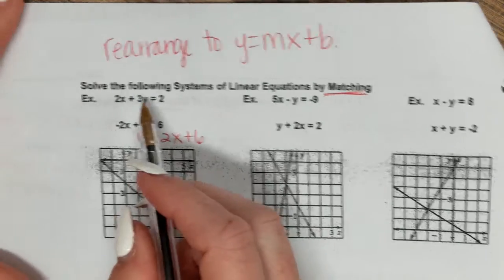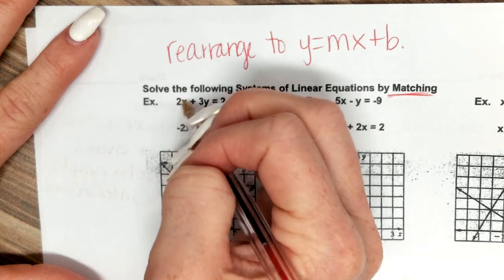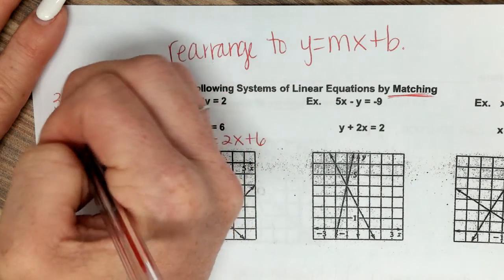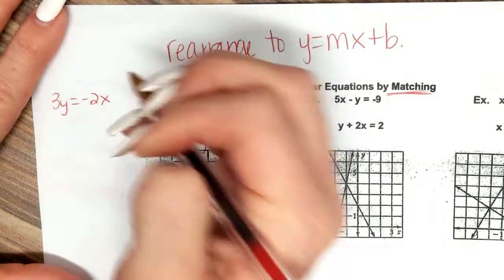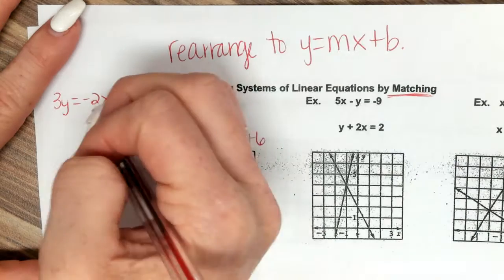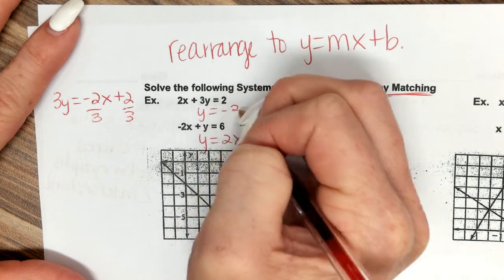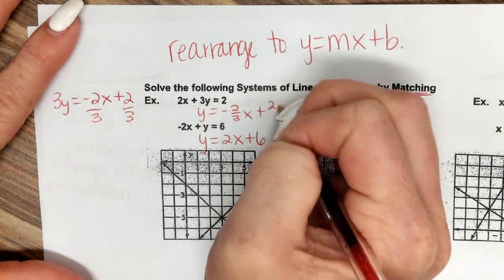Now I need to rearrange this one. So I'm going to come over here. How would I move this 2x? So I have 3y equals negative 2x plus 2. How would I get rid of the 3? Divide everything by 3. So this equation one would be y equals negative 2/3 x plus 2/3.